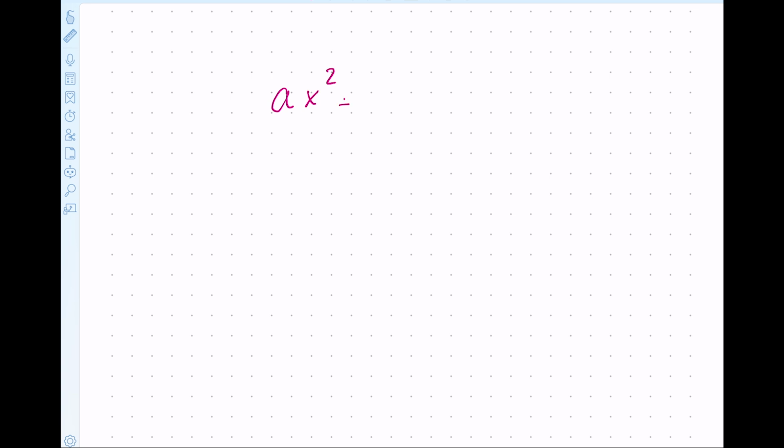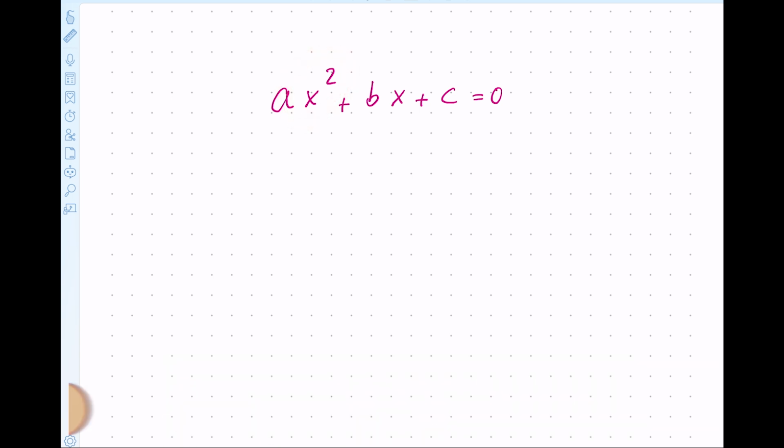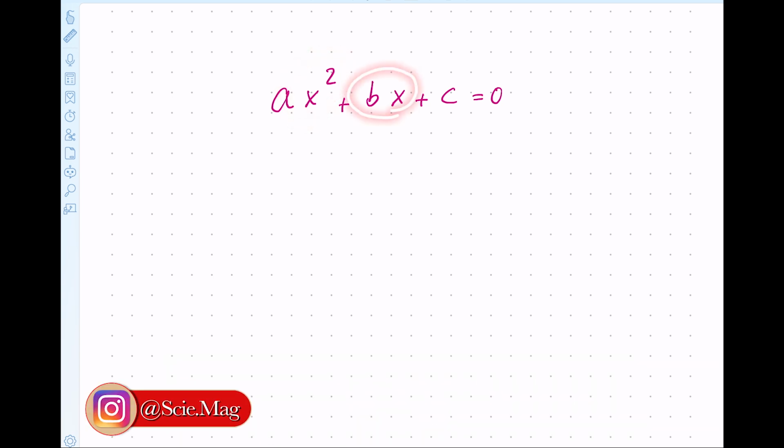ax squared plus bx plus c equals 0. Obviously, a quadratic equation can have only this part, and that means that it does not have any x in it. That means that the b, or this coefficient, could be 0. But this is just the general form, okay?